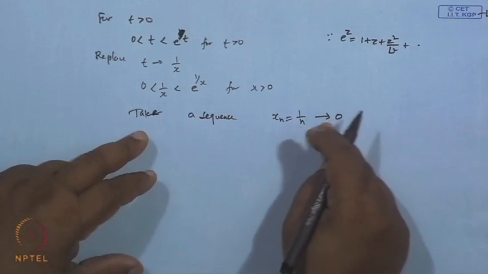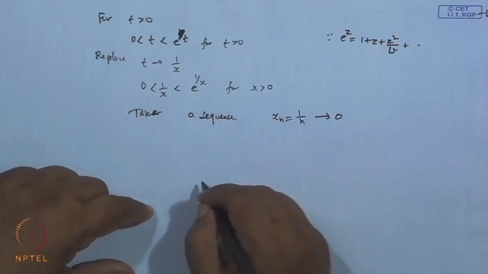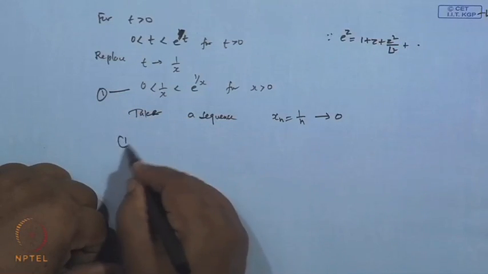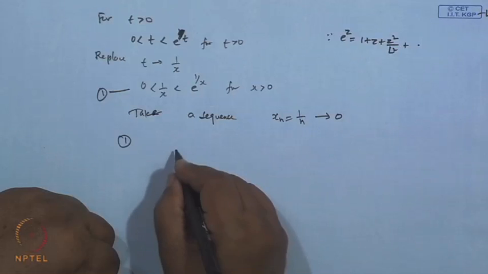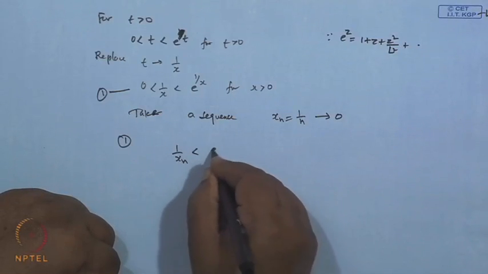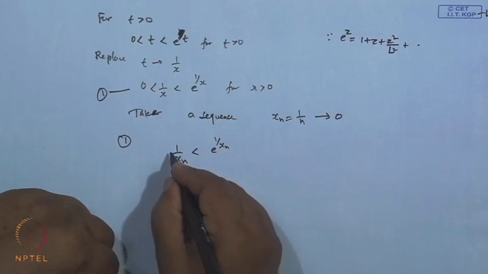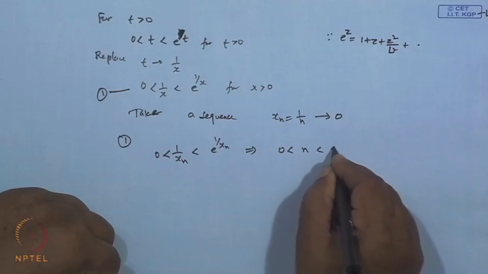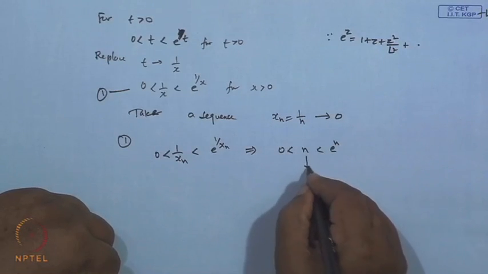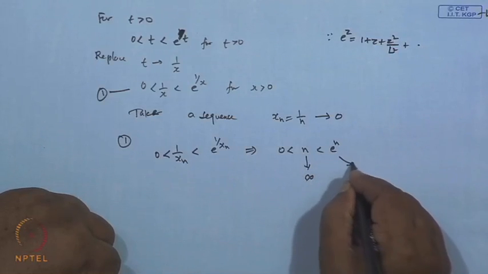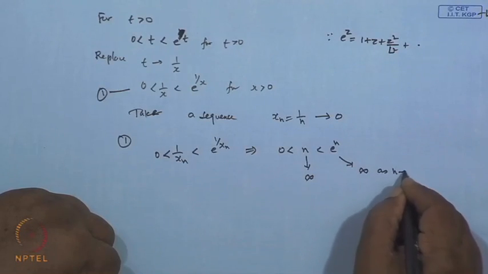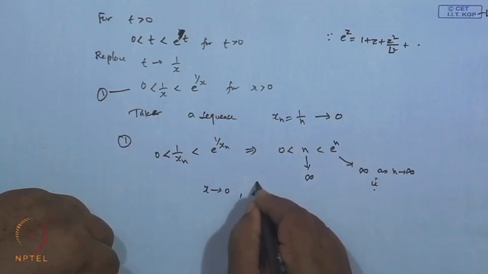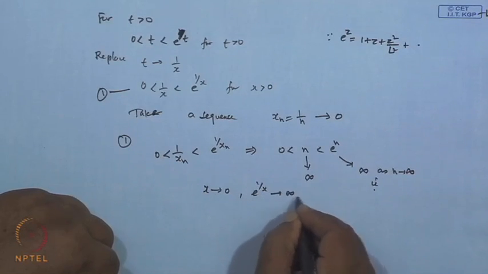So, this x_n goes to 0. What about this 1? From equation 1, what do we get? The corresponding sequence 1/x_n, which is less than e^(1/x_n), is greater than 0, which will imply that 0 < n < e^n. Since this tends to infinity, this limit will go to infinity as n tends to infinity. That is, when x tends to 0, e^(1/x) will go to infinity.